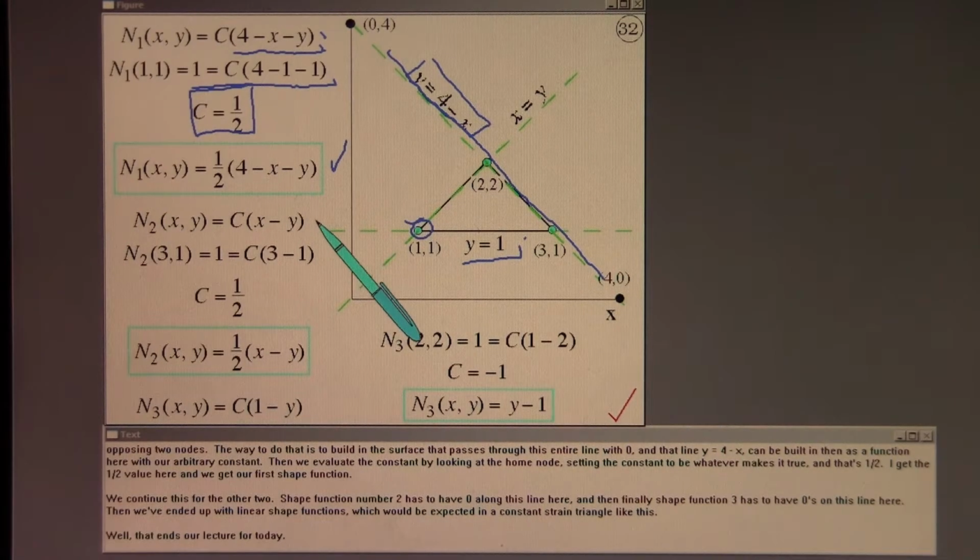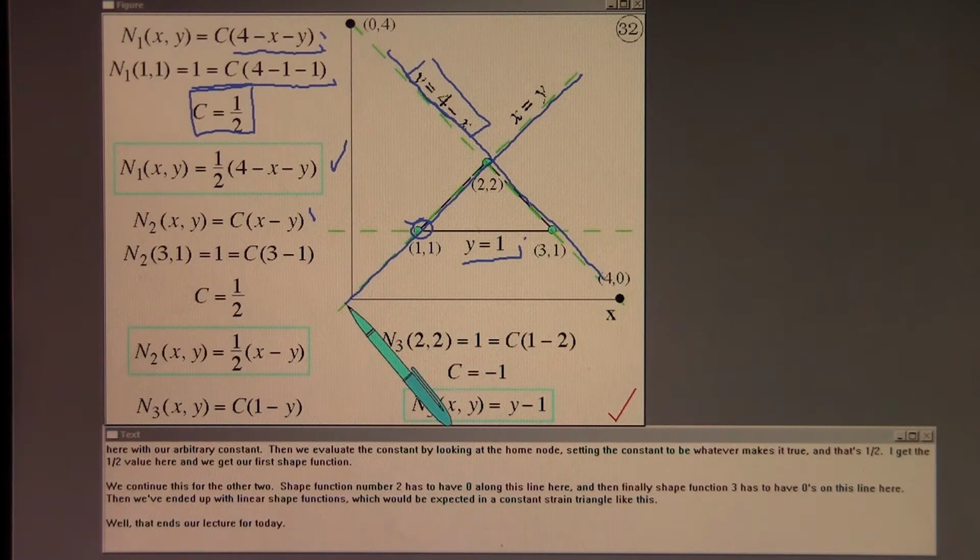We continue this for the other two, where shape function number 2 has to have 0 along this line here, and then finally shape function 3 has to have zeros along this line here. And we've ended up with linear shape functions, which would be expected in a constant strain triangle like this.